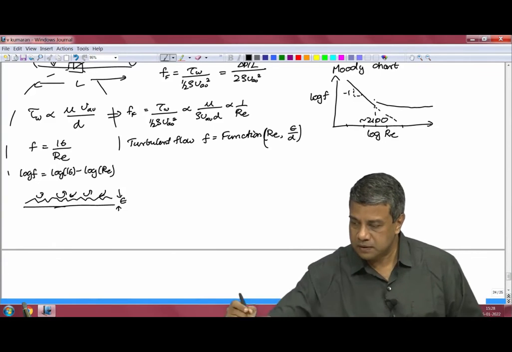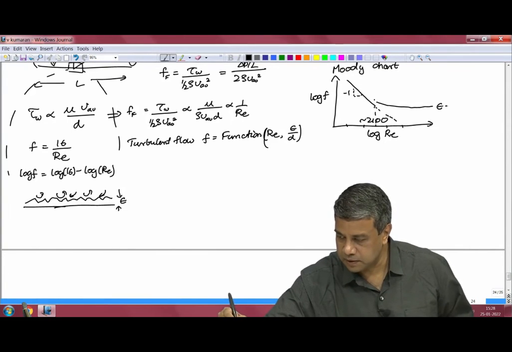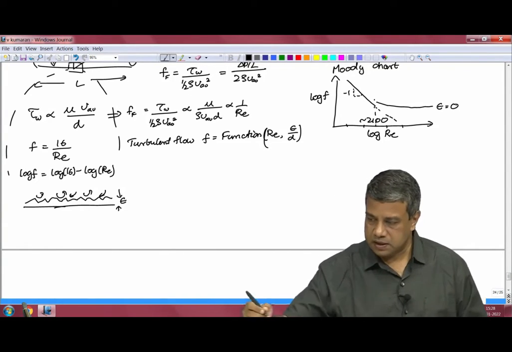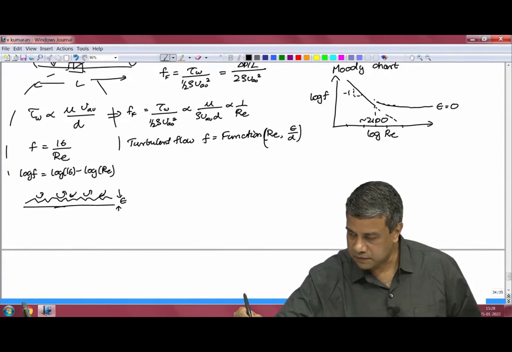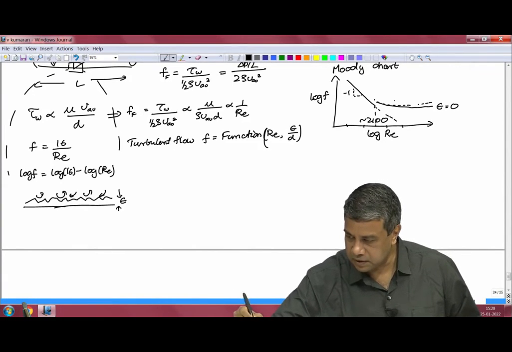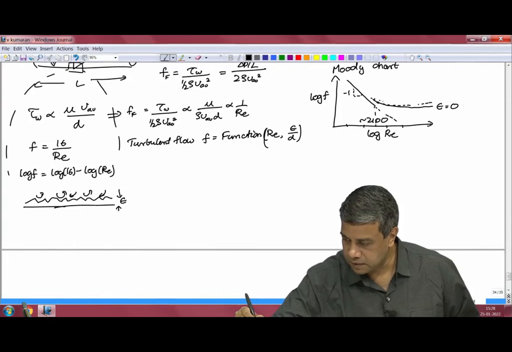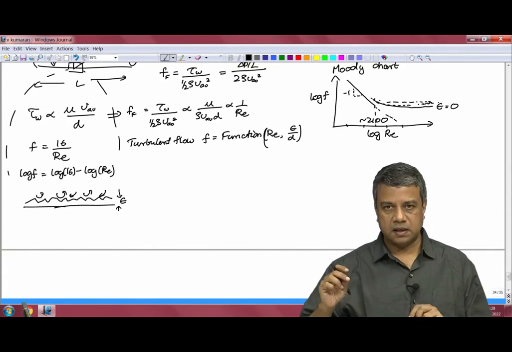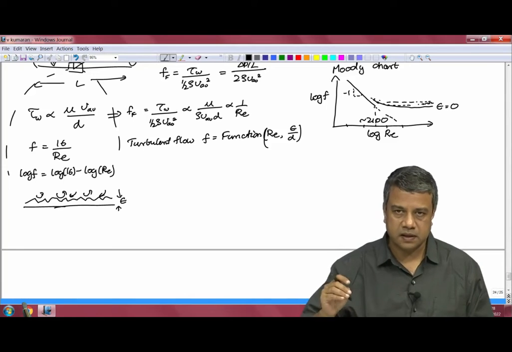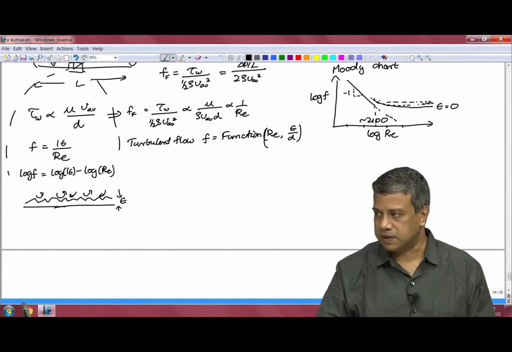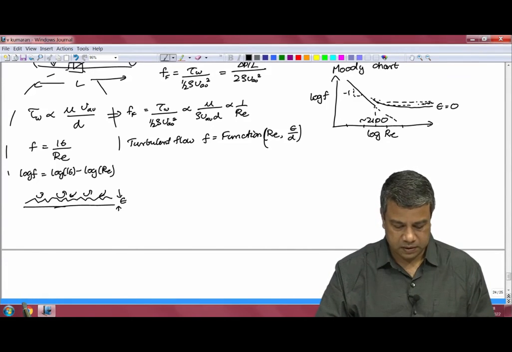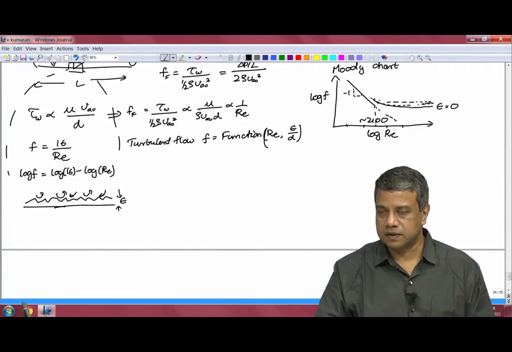So, this would be, for example, for a smooth pipe. As the pipe roughness increases, you get different curves, depending upon what the roughness is, and the friction factor increases as the roughness of the pipe increases. So, that is the Moody plot for the friction factor versus Reynolds number.